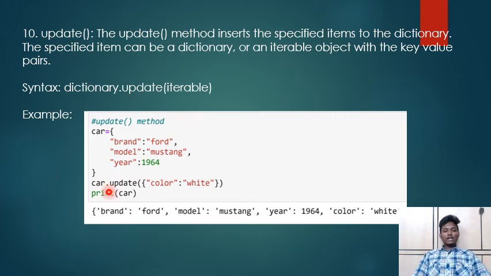And we can write whatever we want: car.update(open curly brackets, in double quotations, color and white). We have to add the color as white in the output. Okay, we have the print of car, and we can add another key and another value by car.update color white. Now we can see in the output brand Ford, model Mustang, year 1964, and we have seen the color white, so we can observe in the output that color white was added.